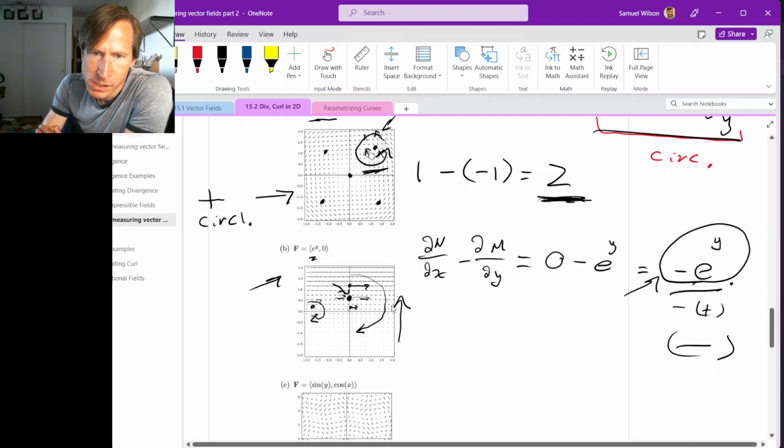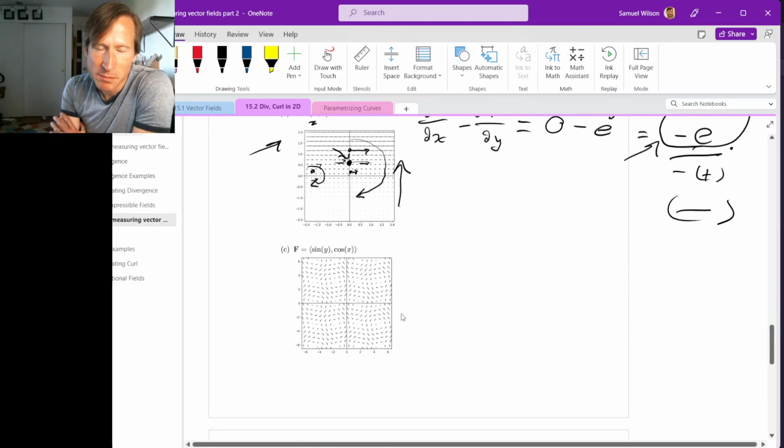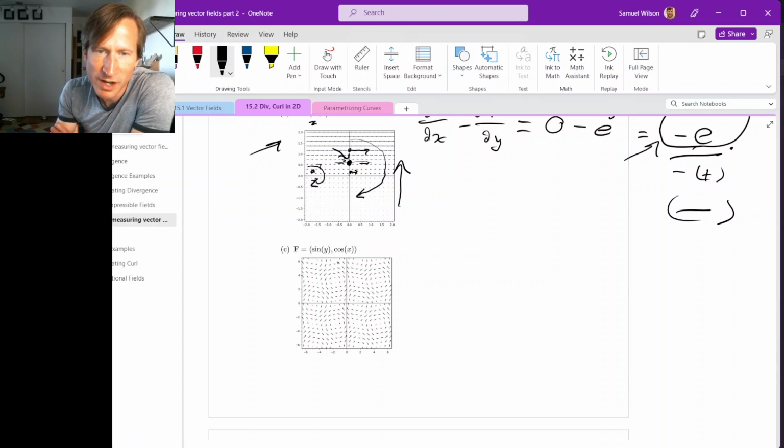so let's look at one more example. Sine y comma cosine y. You can see that there are some places around here where we clearly have positive circulation, like right here, and some places where we clearly have negative circulation, like right here. Okay, so let's calculate our circulation.